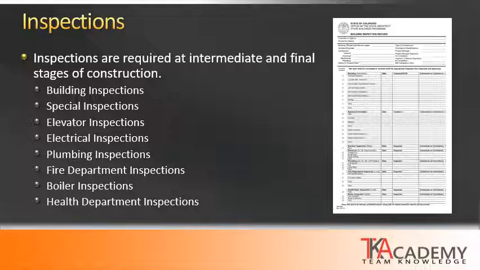These inspections will vary quite a bit based upon the authority having jurisdiction, but some common ones here are the building inspections, which is more the general inspection of the work. Special inspections, which may include things such as the steel welding inspections, elevator inspections, electrical, plumbing, fire department inspections may include fire alarms and fire suppression systems, boiler or mechanical inspections, and health department inspections.